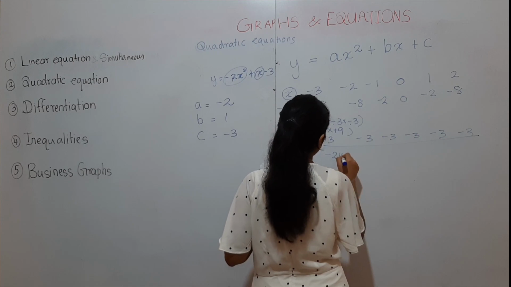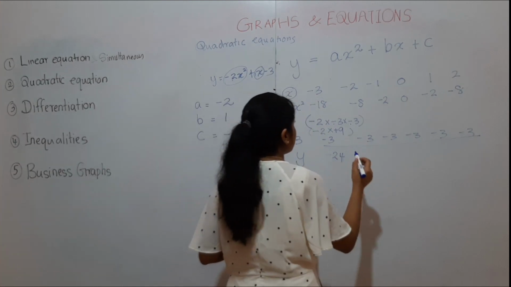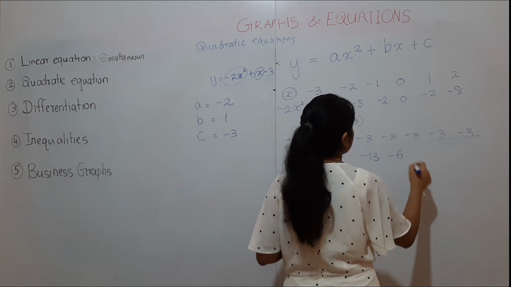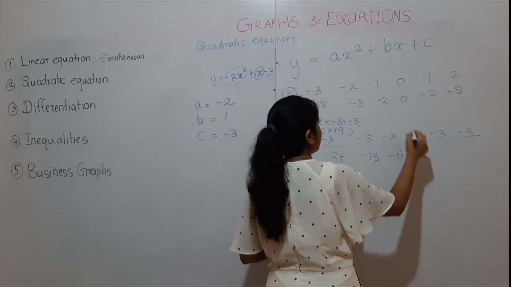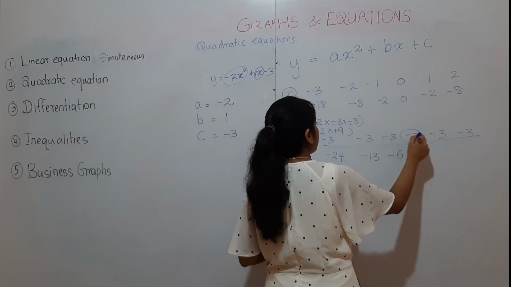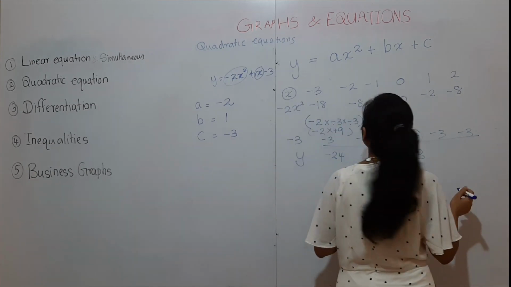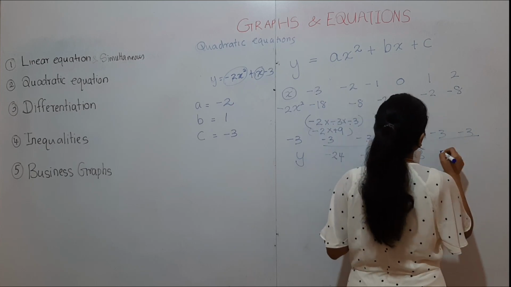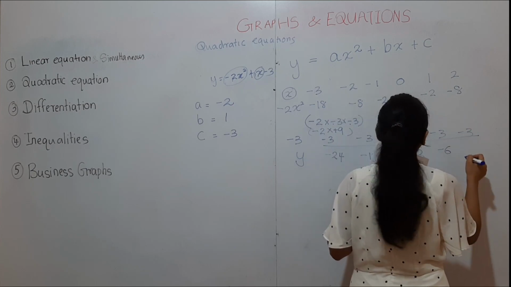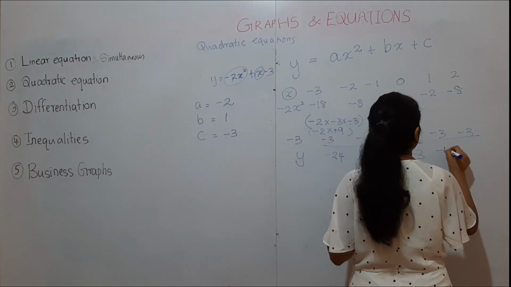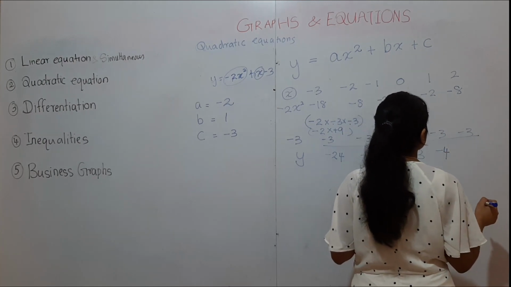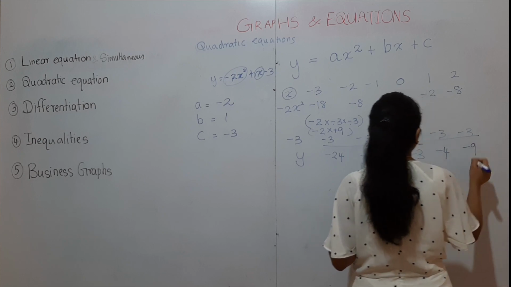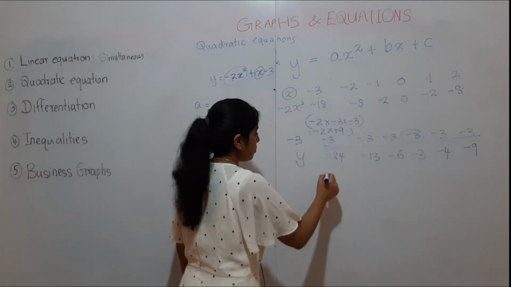minus 24. This is minus 13. This minus 6. Here minus 3. When x equals 0, y equals minus 3. There is an intercept. That's what is explained here. And this is again minus 6. And this is again minus 4. Minus 9. Okay. Now let's draw the parabola.